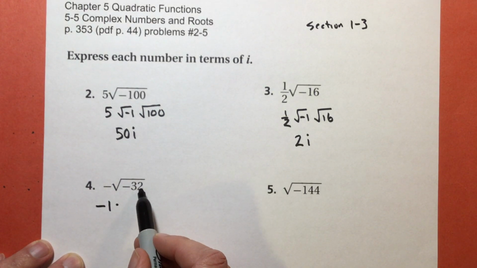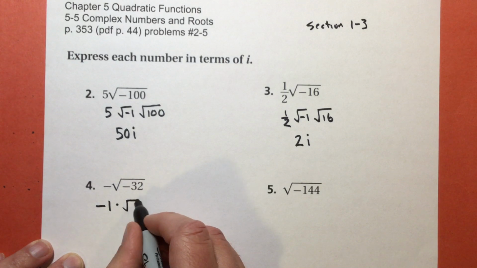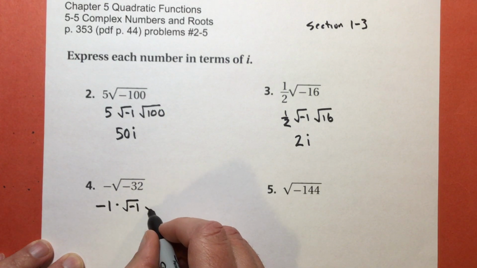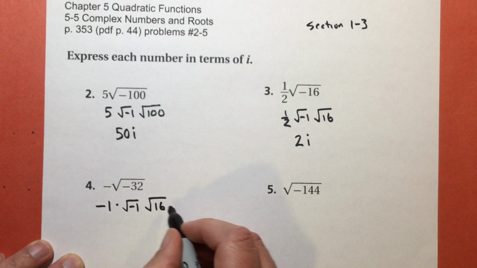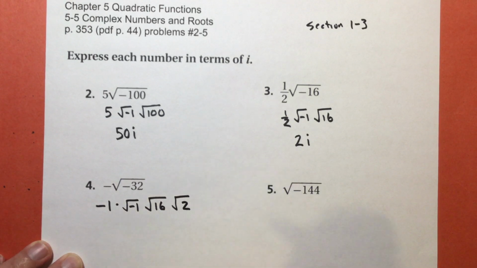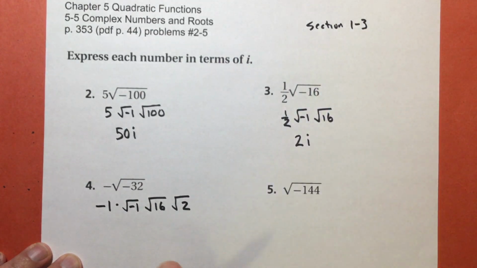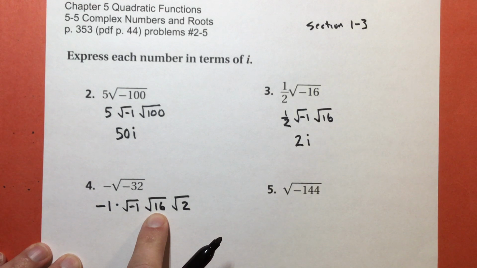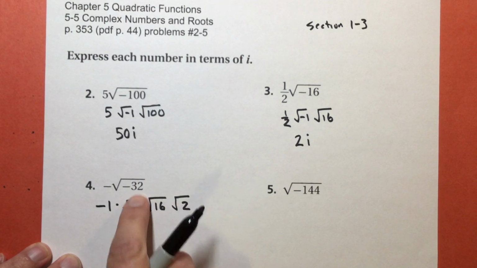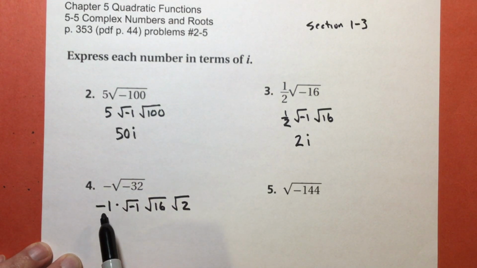The square root of -32 is the square root of -1 times the square root of 16 times the square root of 2. Now, I'm not going to spend a lot of time in this video talking about how I got 16 times 2. That's that section. 16 is the largest perfect square that is a factor of 32. So that's what I brought out and multiplied 16 times 2 to get 32. -1 means the whole thing is going to be negative.